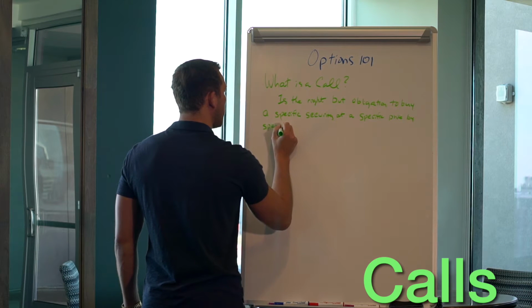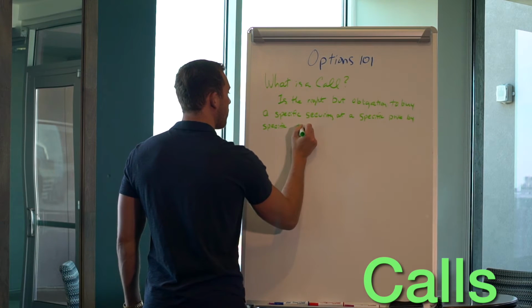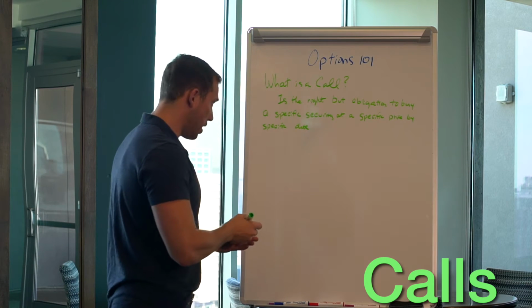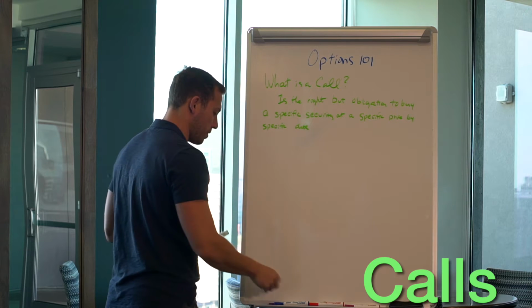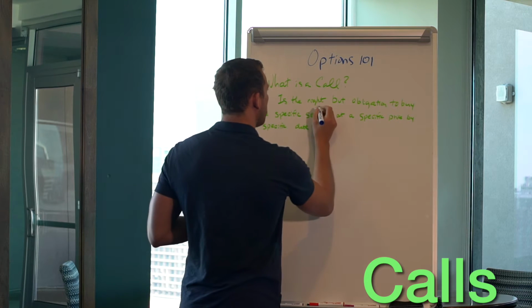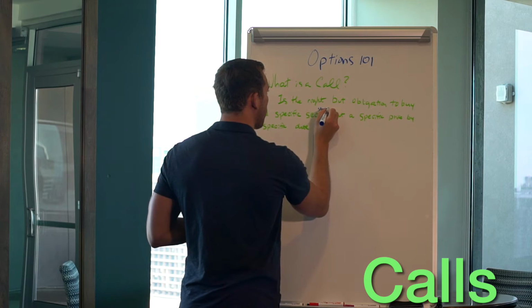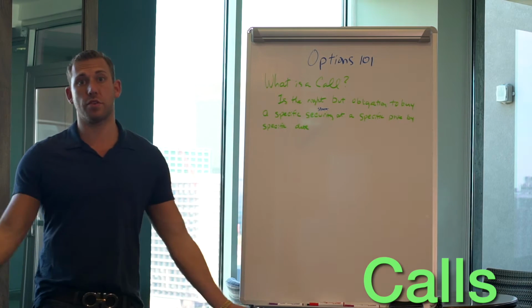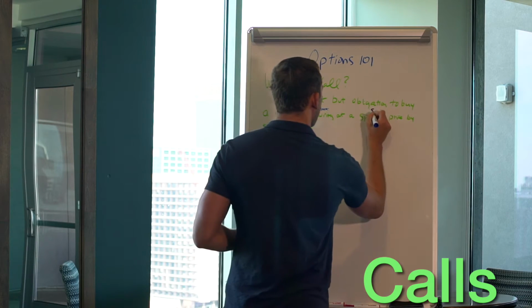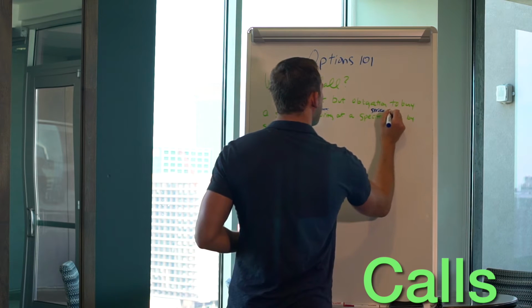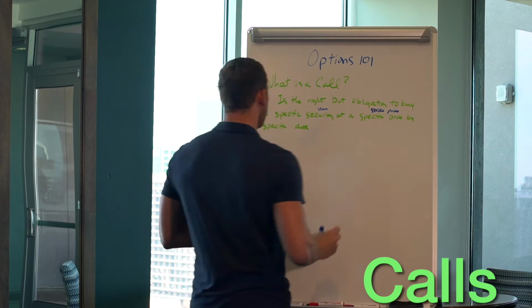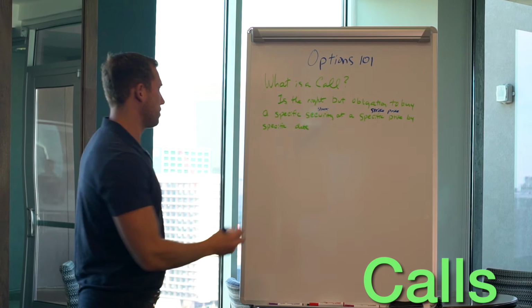Okay. A couple of key terms here are very important. The security is usually going to be your stock or your ETF, so we'll put the stock here. The specific price, in option words, is known as your strike price. We'll put the strike price. The specific date is going to be your expiration.